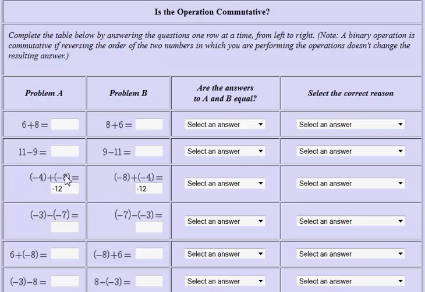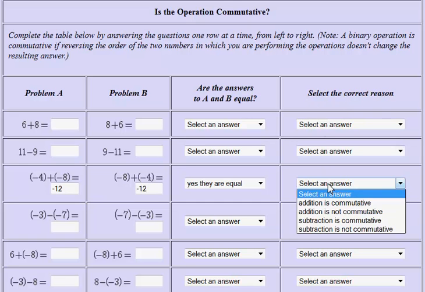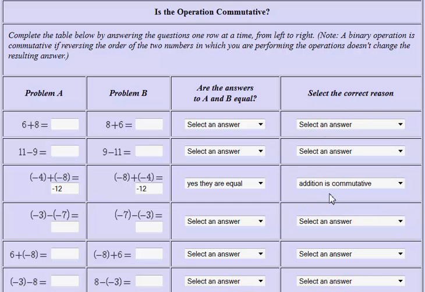So the idea is it doesn't matter if you start at a position of 4 units in the negative direction and then go 8 more, or whether you start 8 units in the negative direction and go 4 more, both situations have you ending in the same place, which is 12 units in the negative direction. So are the answers to A and B equal? Yes, they are equal, and the reason is addition is commutative. Changing the order in which you add the two numbers did not change the answer to the problem. So we are going to select the correct reason of addition is commutative.